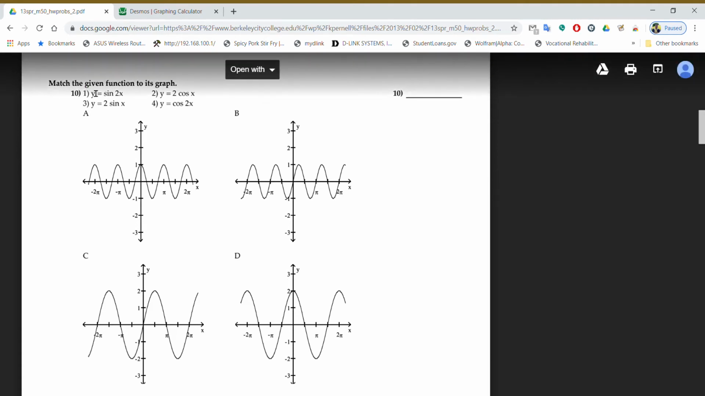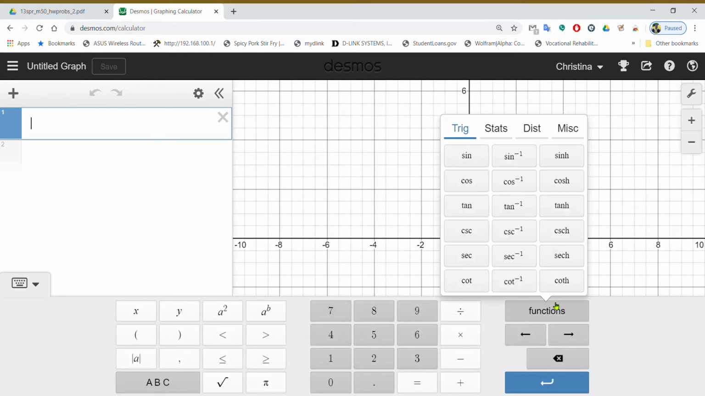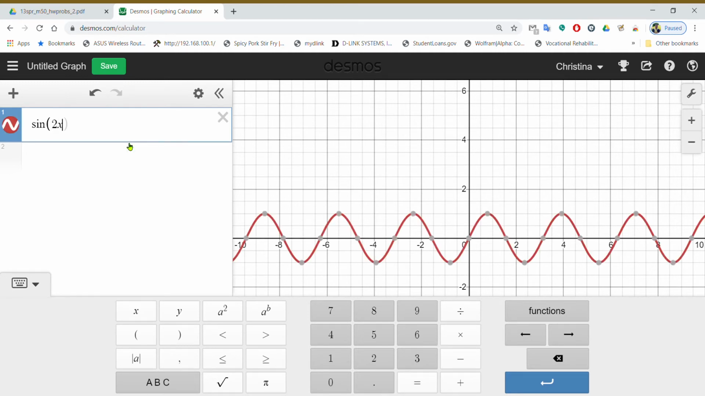Let's go ahead and type this first one in, sine 2x. Let's cruise over to Desmos and type in sine. Come down here to the bottom, functions, sine. Now notice Desmos automatically puts the parentheses for you. So it was sine 2x, so the 2 and the x have to go inside, and then we have to make sure we close off that inside of the trig function. All right, so that's what we get.